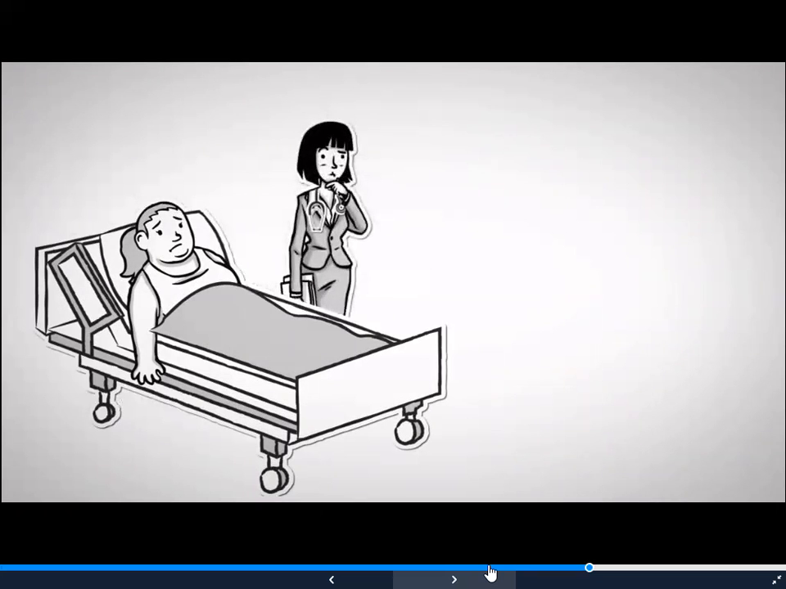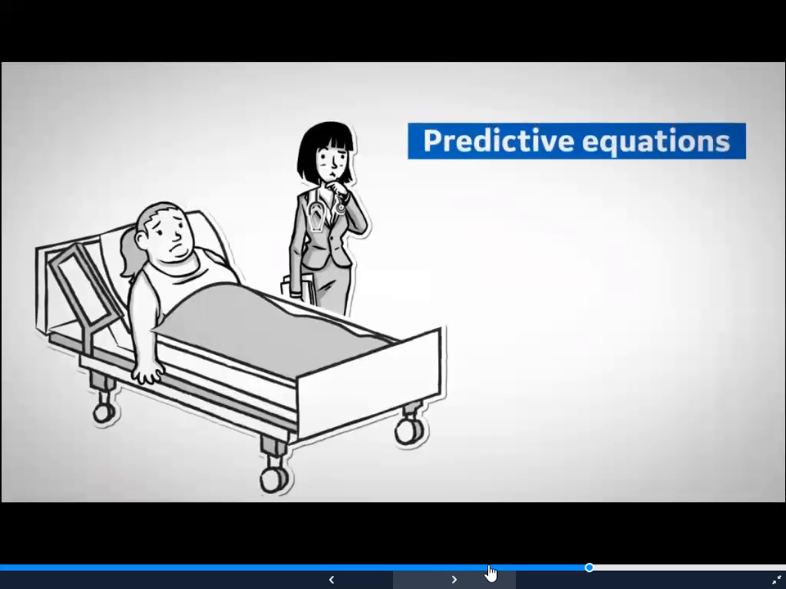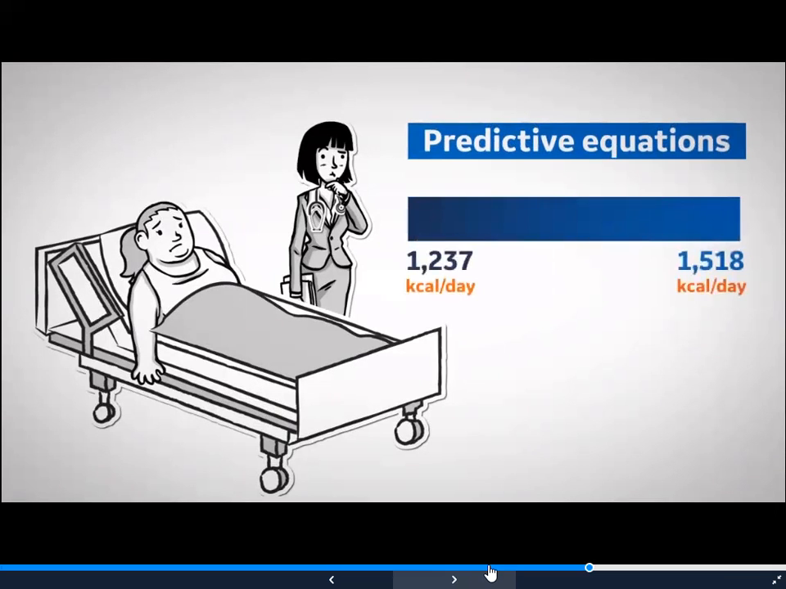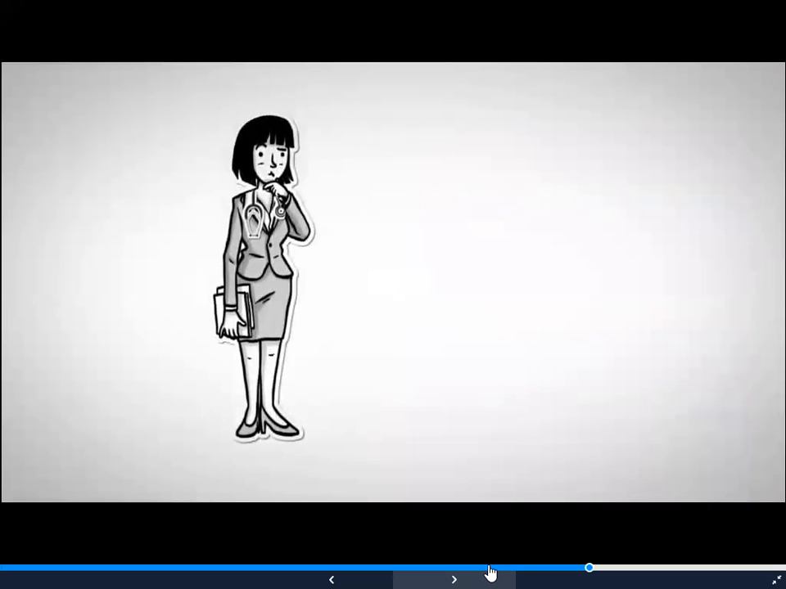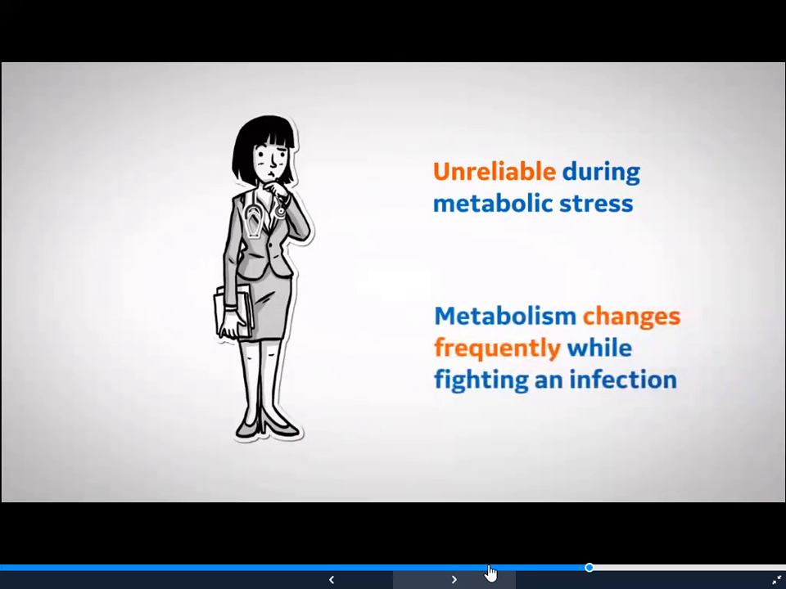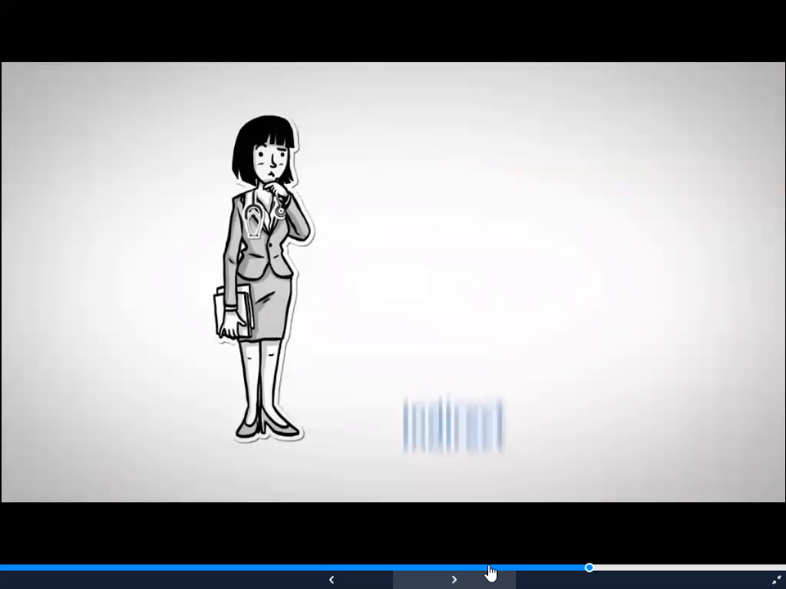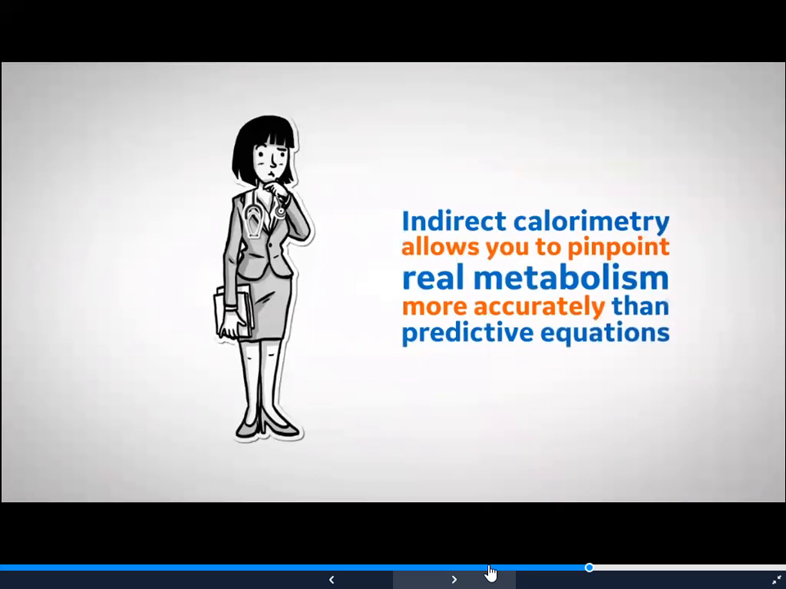To figure out her nutritional requirements, we first ran predictive equations, which gave us a range of 1,237 calories to 1,518 calories per day. Now, I hesitate to use predictive equations with this septic patient for two reasons. The first is that predictive equations are often unreliable during severe metabolic stress. The second is that the patient's metabolism is likely changing frequently, which is typical when a patient is fighting an infection. Because indirect calorimetry allows you to pinpoint real metabolism more accurately than predictive equations, this patient is a great candidate for IC.